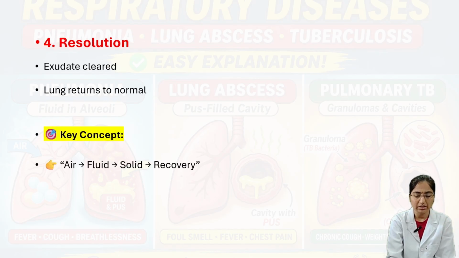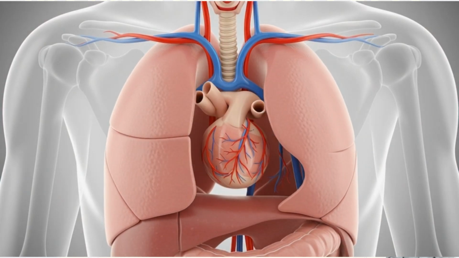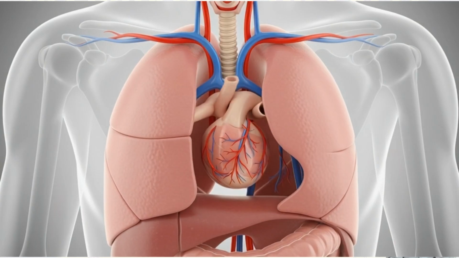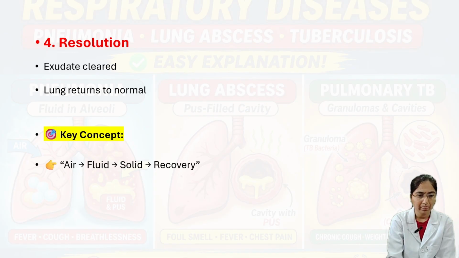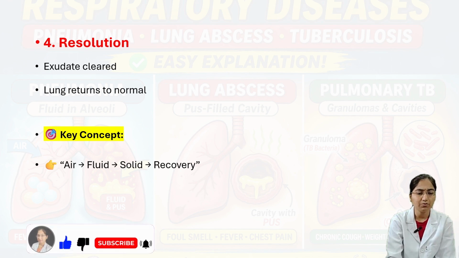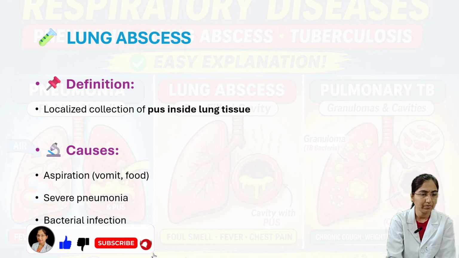Next we'll see resolution, where the exudate is cleared and the lung returns to normal. Here we have to understand the key concept: first of all the alveoli are filled with air, after that fluid, after that solid, and then after that it recovers, it turns to recovery.